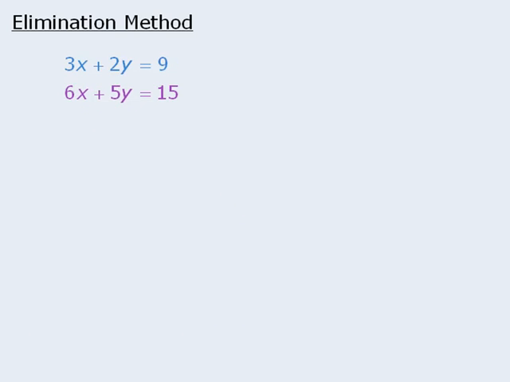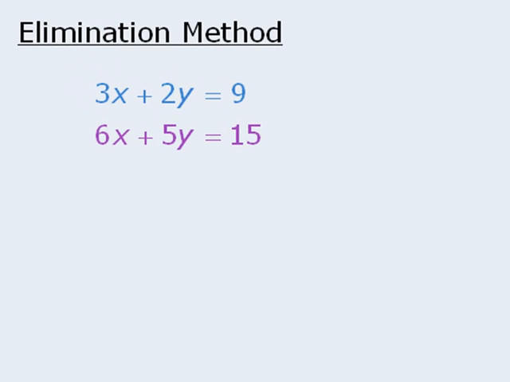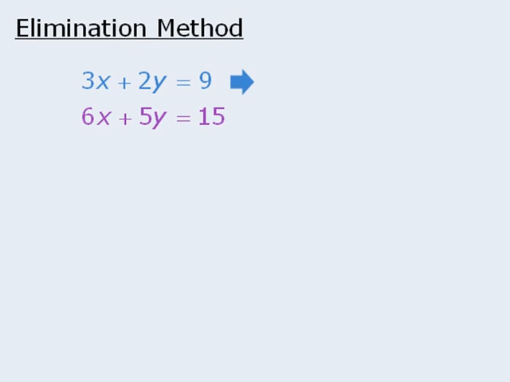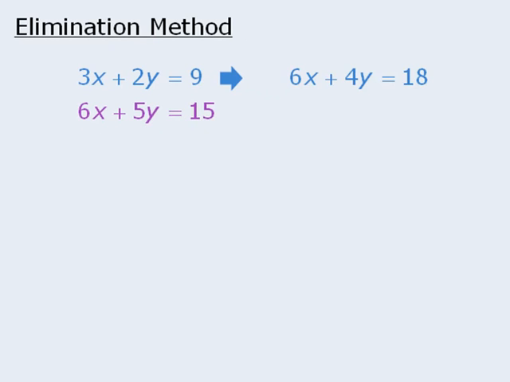Let's try another question. In this example, the coefficients in the two equations will not allow us to eliminate a variable by simply adding or subtracting the two equations. However, if we take the top equation here and multiply both sides by 2, we get the equivalent equation 6x plus 4y equals 18. Now if we take the bottom equation and leave it as it is, we now have 6x in the top equation and 6x in the bottom equation.